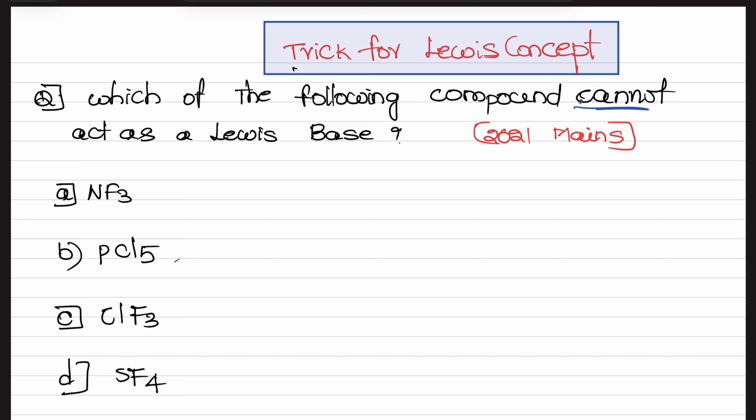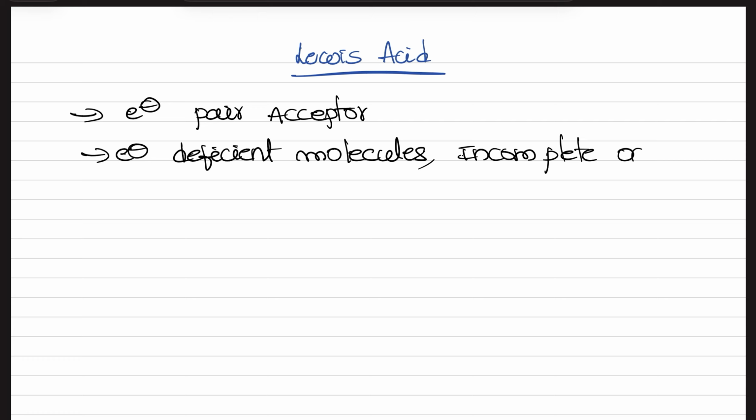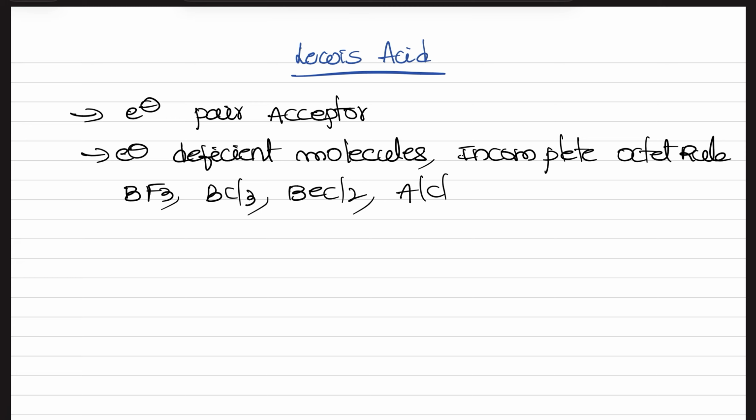You can say the central atom must have an incomplete octet. They will not show the octet rule. For example, you can see BF3, BCl3, BeCl2, AlCl3. These are all electron deficient molecules and Lewis acids.